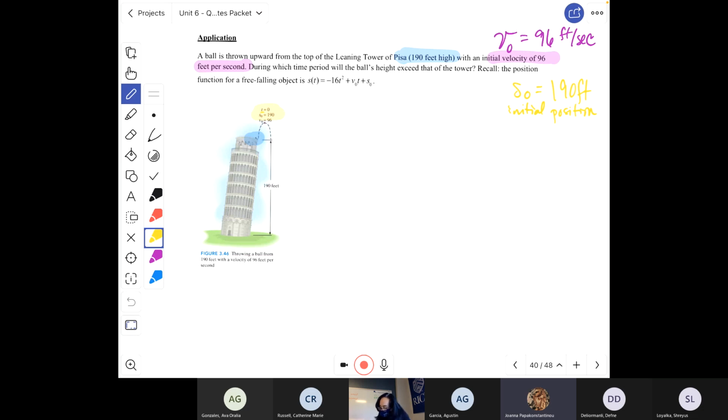It's saying during which time period, so this is the question we're being asked, during which time period will the ball's height exceed that of the tower? So if you throw it up, it's this time, right? Until it reaches back down to the height of the tower and then drops to the ground. So all I'm really looking at is the time it is above the height.